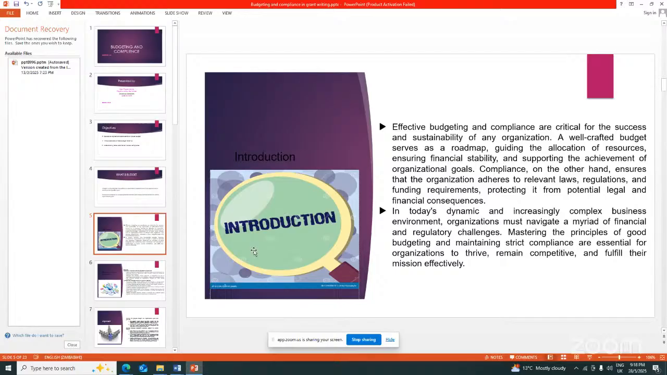So budgeting and compliance are very critical for the sustainability of an organization. So compliance is not only complying to the donor demands or needs, but also complying with the organization needs and expectations.